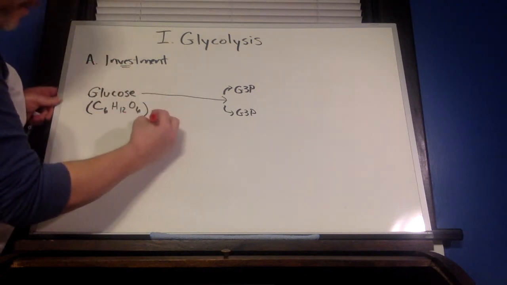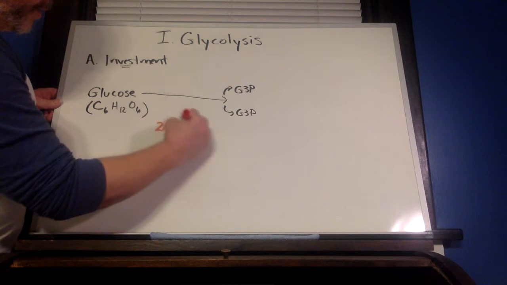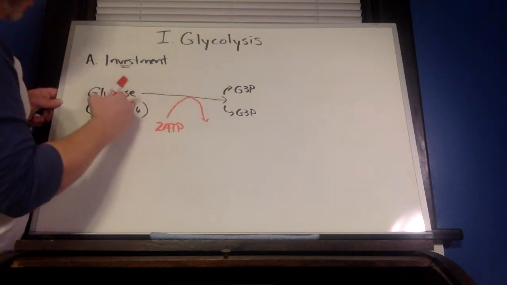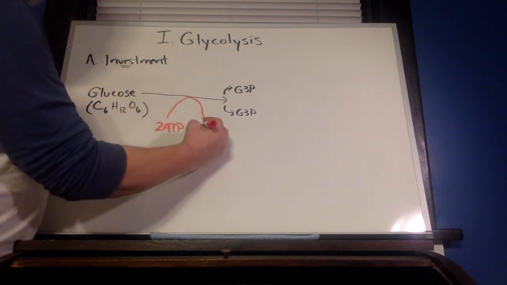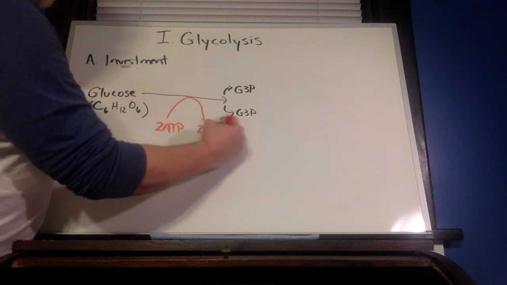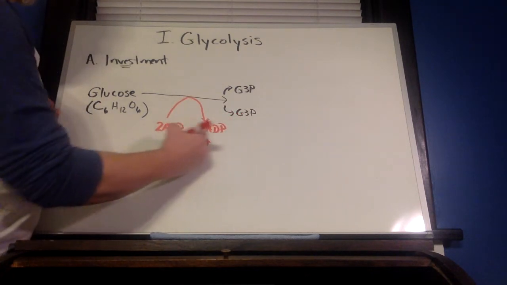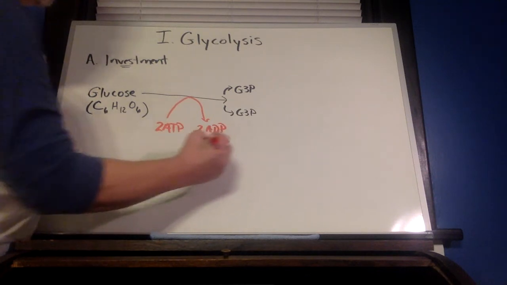So, we will take two ATP molecules, and they will go into the system. They will be the energy that will break my glucose into our two G3P molecules. And when we do, that will take the third phosphate off, converting our ATP into two ADP and two phosphate groups.